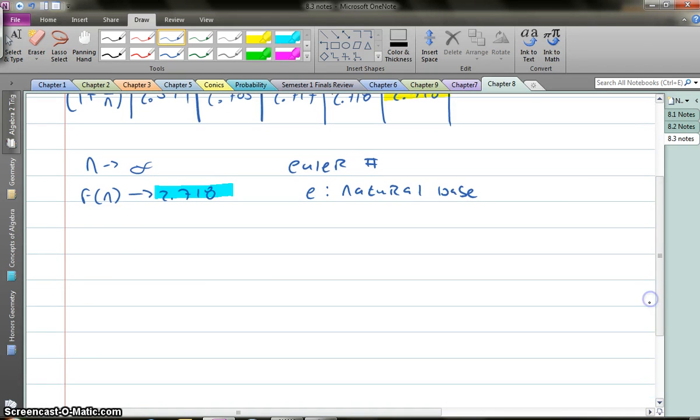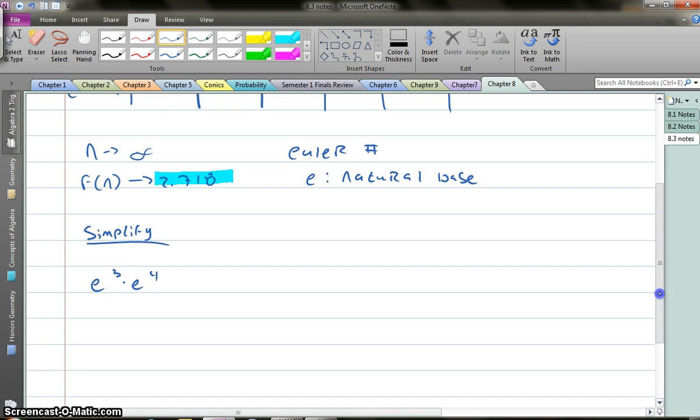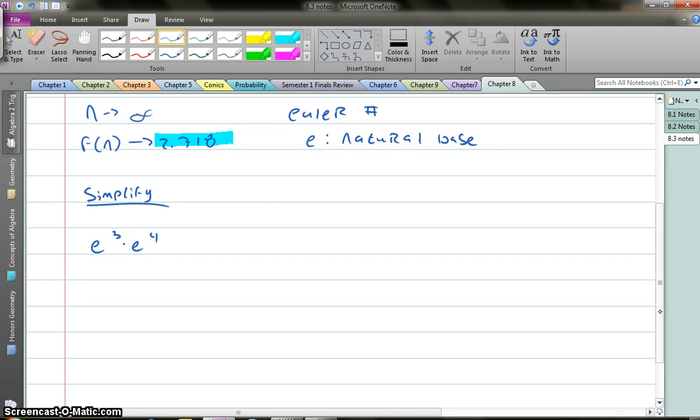First thing we're going to do with this is simplify it. When we simplify it, we're going to treat it like any other variable. We're going to treat it like it's x when applying all our exponential rules. So let's say we had e to the third times e to the fourth. Again, treat it just as if it's x. We have e to the seventh. Now, you could put that in your calculator.